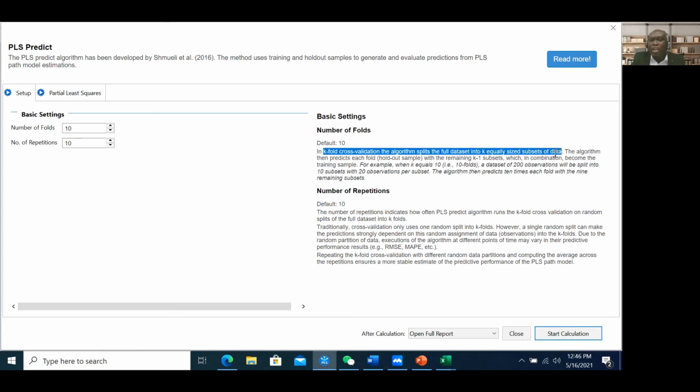Even from here, they said in k-fold cross-validation, the algorithm splits the full data set into k equal-size subsets of data. The algorithm then predicts each fold, a holdout sample, with the remaining k minus 1, which in combination becomes the training sample. For example, when k equals 10, that's a 10-fold cross-validation. A data set of 200 observations will be split into 10 subsets.